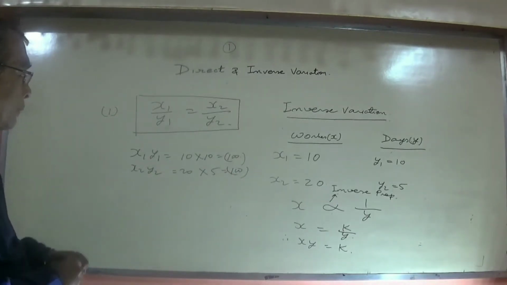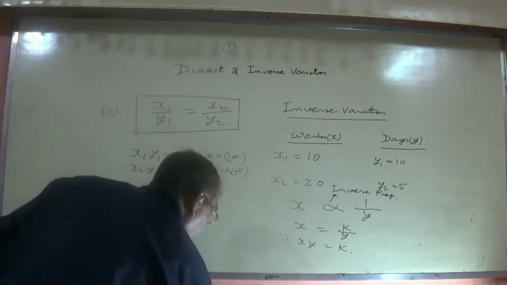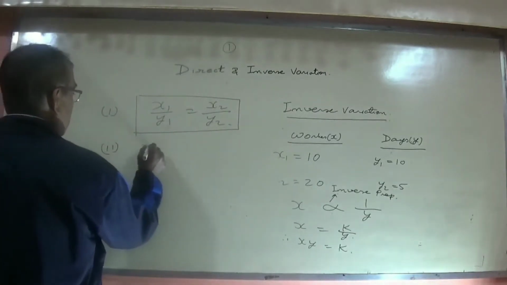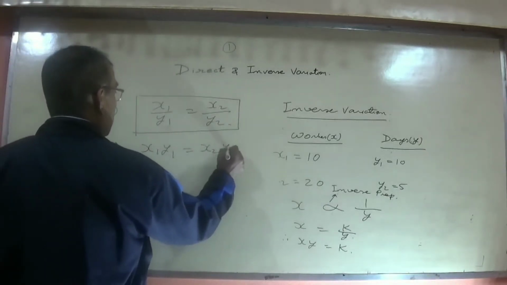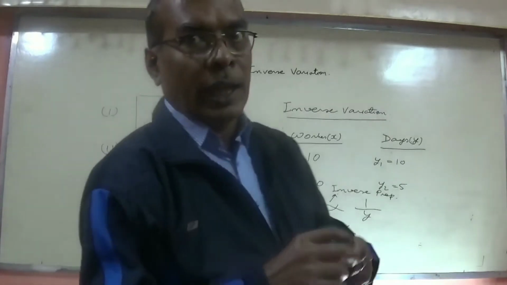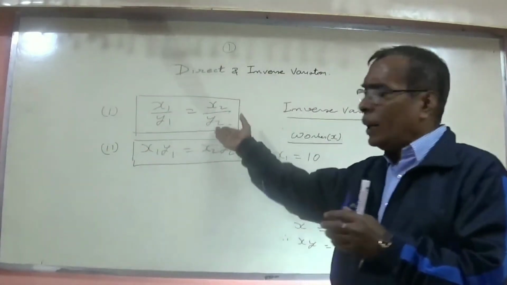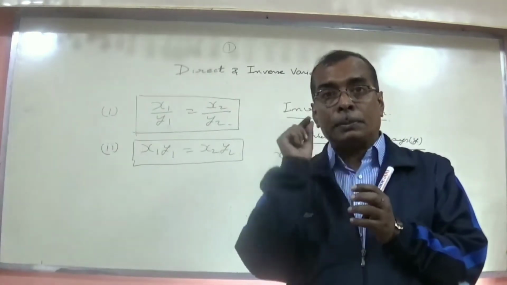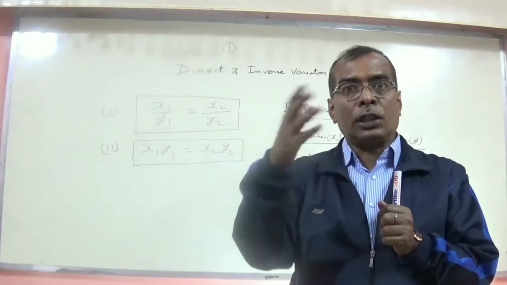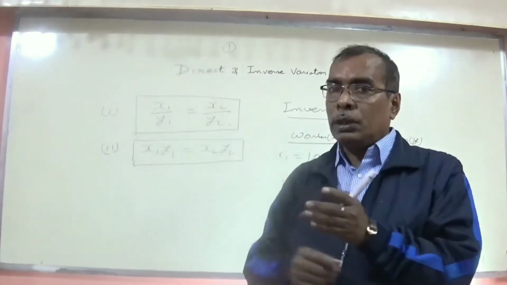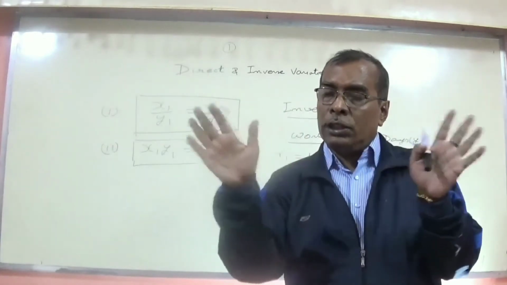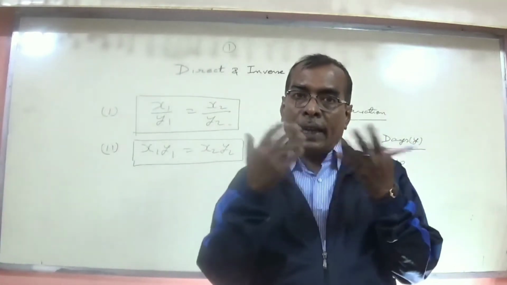So for inverse proportion, I find that x1 y1 and x2 y2 are both equal. So the formula for inverse proportion is x1 y1 always equal to x2 y2. This is the formula for inverse proportion. These two formulas only you will have to use. It is quite simple, but subject to the condition that after reading the question, you should understand whether it is based on direct variation or inverse variation. If you understand that, then use the formula. Out of the 4 values, 3 will be given to you, and only the 4th you have to find. Only this much, not more than that. First of all, I am going to solve a few questions from direct variation.